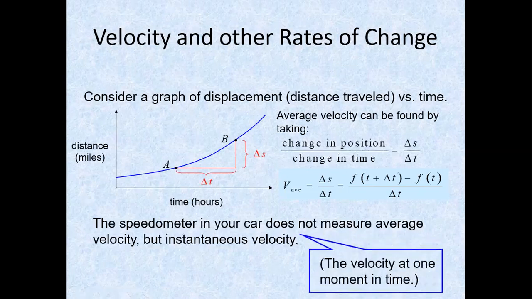So the speedometer in your car does not measure the average velocity, but instantaneous velocity, the velocity at one moment in time. So we can say that v of t, velocity with respect to time, v of t equals ds over dt, equals the limit where delta t approaches 0 of f of t plus delta t minus f of t all over delta t.